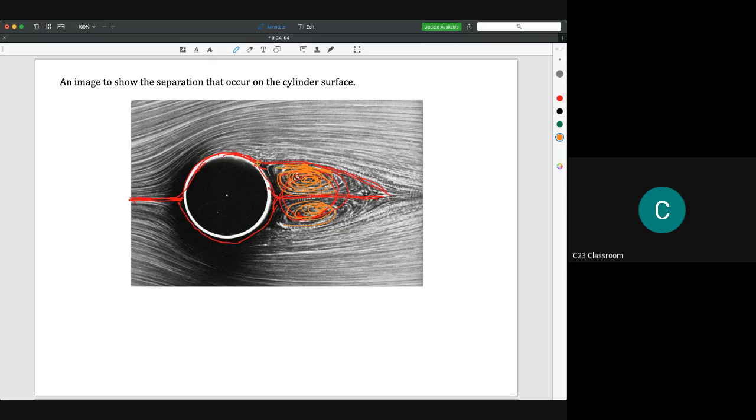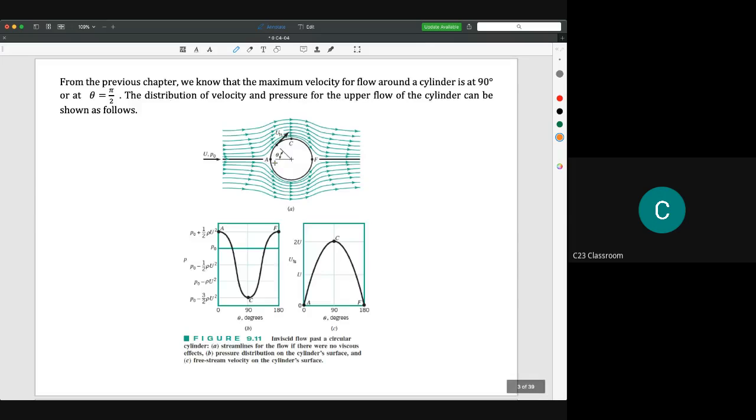Separation here means a point where molecules of the boundary layer detach from the surface. So I hope you can explain the phenomenon of separation. And why does that happen? It is explained by the increment of pressure.